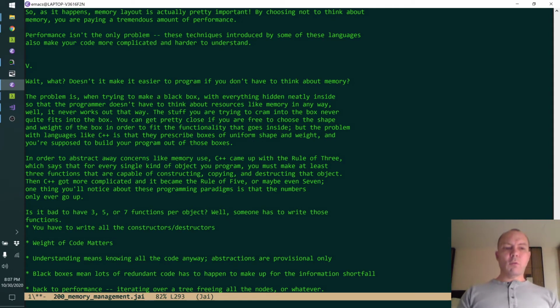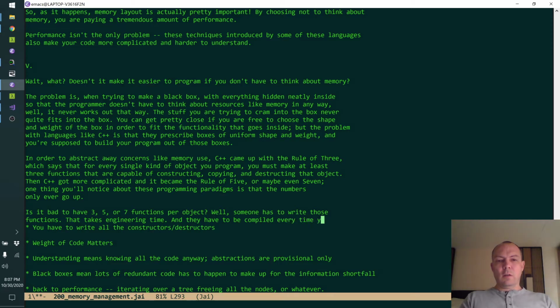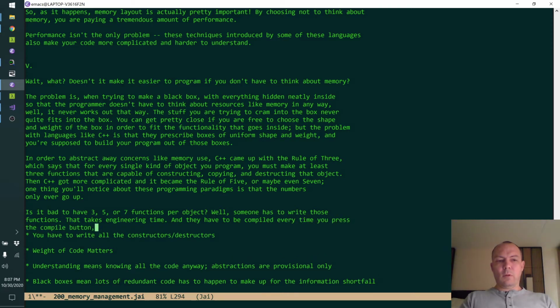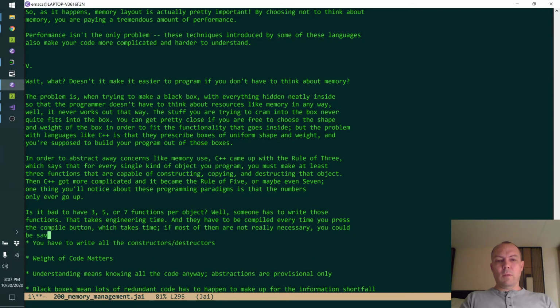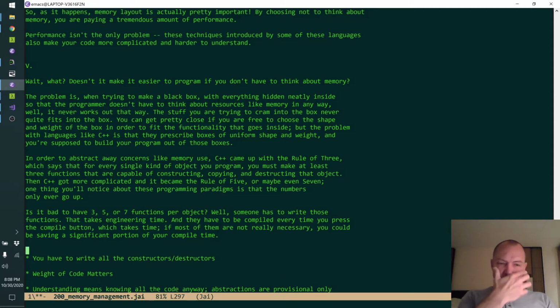Someone has to write those functions. That takes engineering time, and they have to be compiled every time you press the compile button, which takes time. If most of them are not really necessary, you could be saving a significant portion of your compile time. I don't know if I really want to go into that.